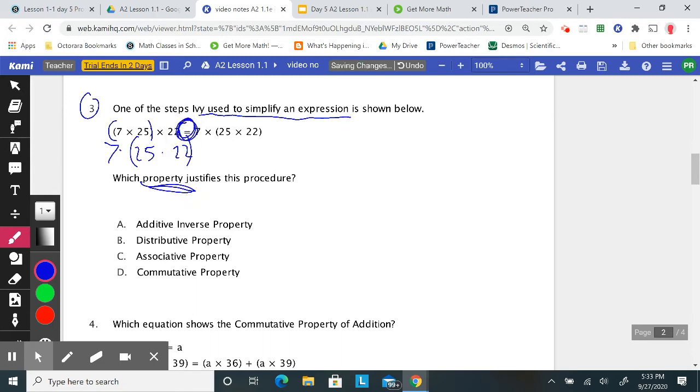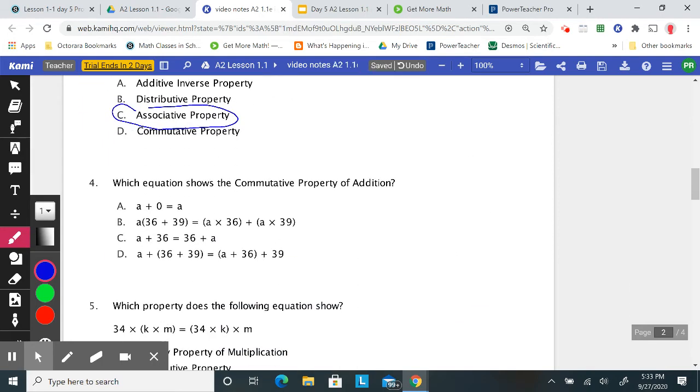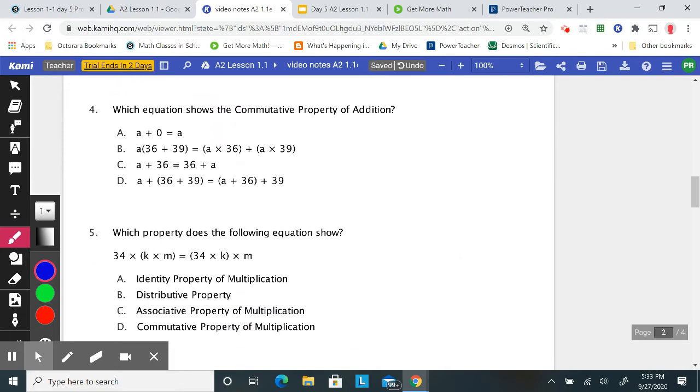The value will stay the same. And that would be the associative property. When you're talking about grouping, changing the grouping, it's still the same answer. That's the associative property. Number four, which equation shows the commutative property of addition?